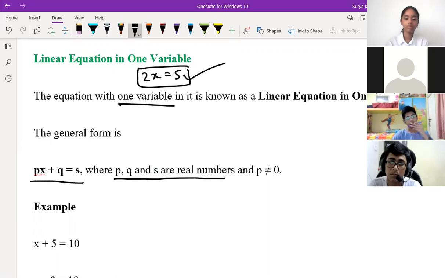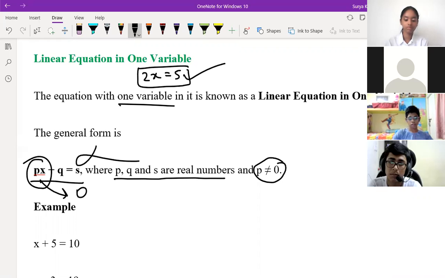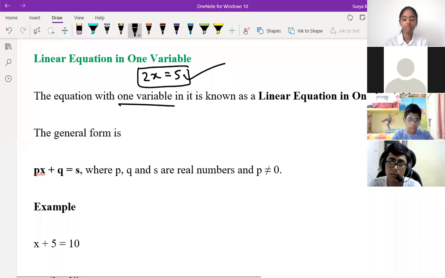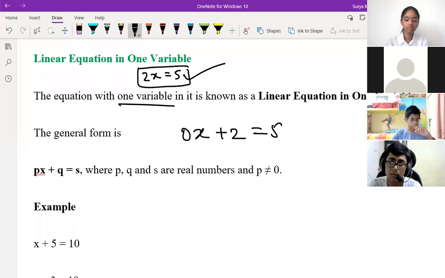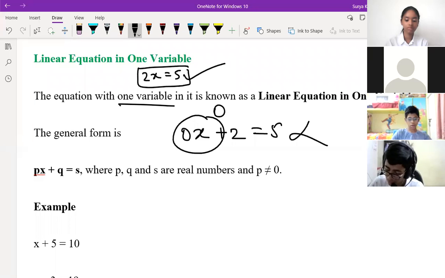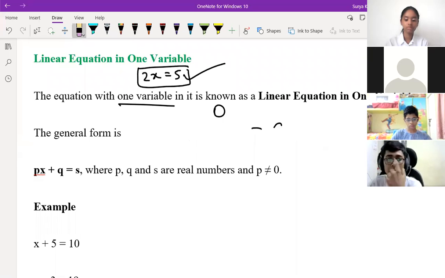Consider this one, where p should not be equal to 0. If p is equal to 0, what happens? This whole part becomes 0, so you can't get any equation, right? If p becomes 0, then px becomes 0 only. So what do you get? You get real numbers. So that is not a linear equation in one variable, right, children? If you write 0x plus 2 is equal to 5, is it possible? This has become 0, so this is a nonsense thing. Here this is not a variable. Variable means one variable should be there. p should not be equal to 0.